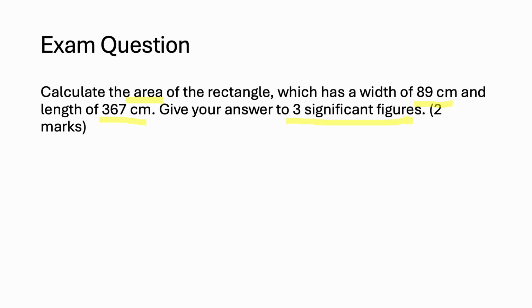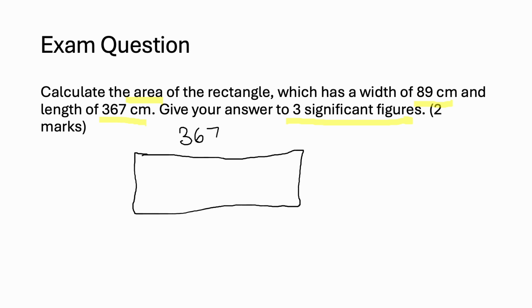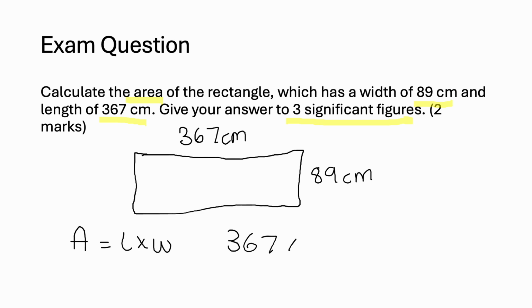So this question is nice to visualize what we are looking at. It doesn't have to be perfect as I'm drawing right here. So the length is 367 centimeters and our width is 89 centimeters. The formula for the area of a rectangle is area is equal to length times width. So essentially 367 times 89, which gives an answer of 32,663 centimeters squared.